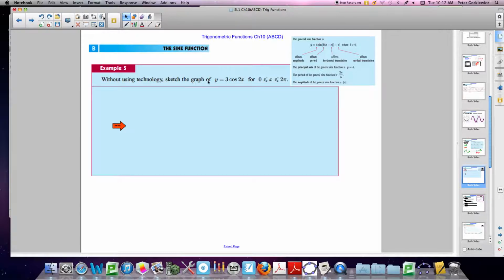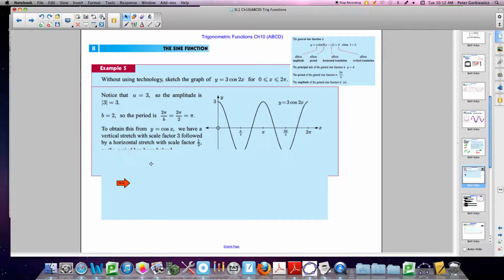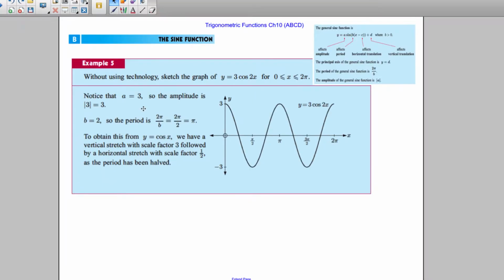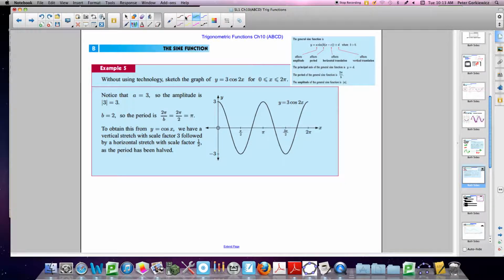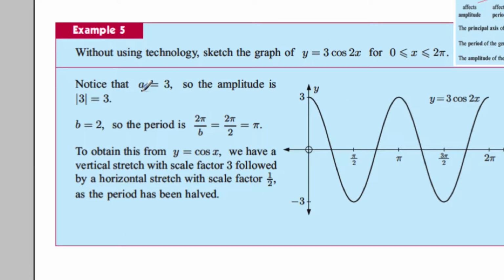So without tech, sketch the graph of this. Well, I know that it's got an amplitude of 3 and its b value is 2. So we know a couple of things. I guess we'll just show you the graph and describe it. This is the same sort of thing that's going on before. Amplitude is 3, we know from here. So it's got to go from positive 3 to negative 3. That's its whole range. The b is 2. We pulled it right from here.